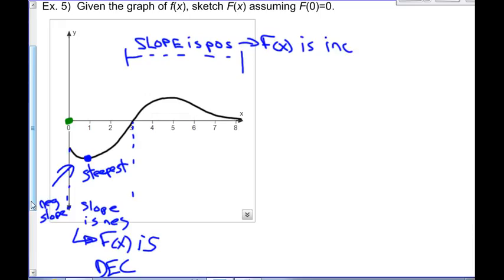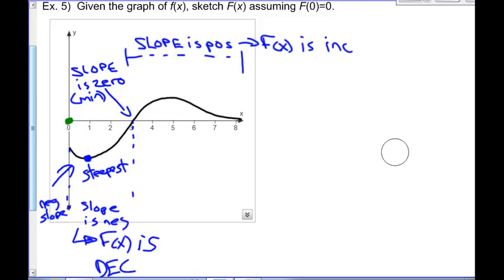Now there are still special spots that are happening. Right here, slope is 0. So that means that we're going from a decreasing slope to an increasing slope. Let me draw that. Decreasing slope to an increasing. This must be a minimum value.